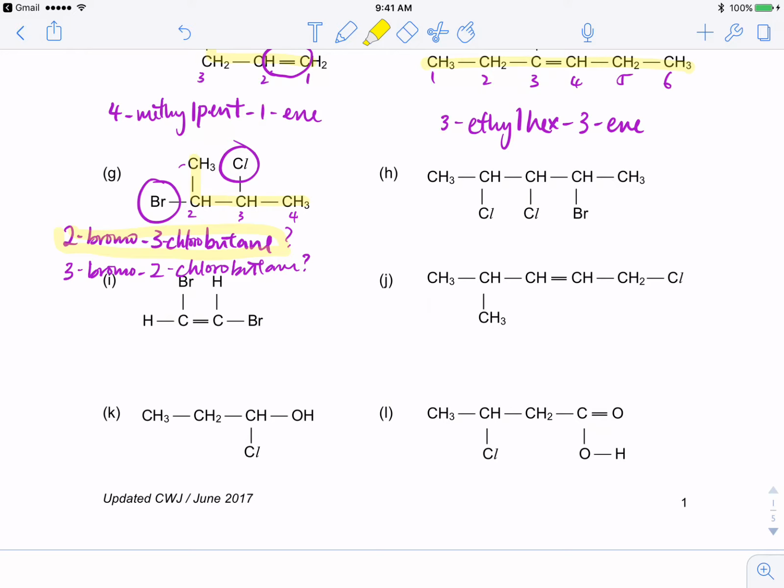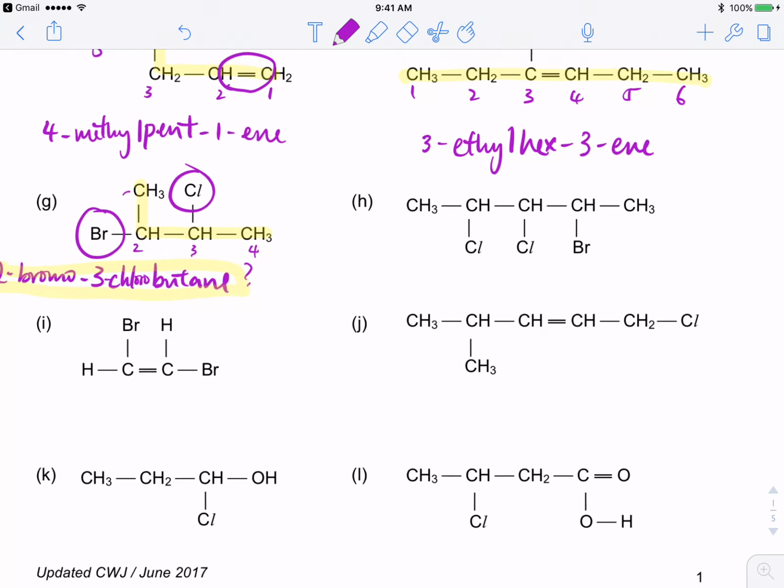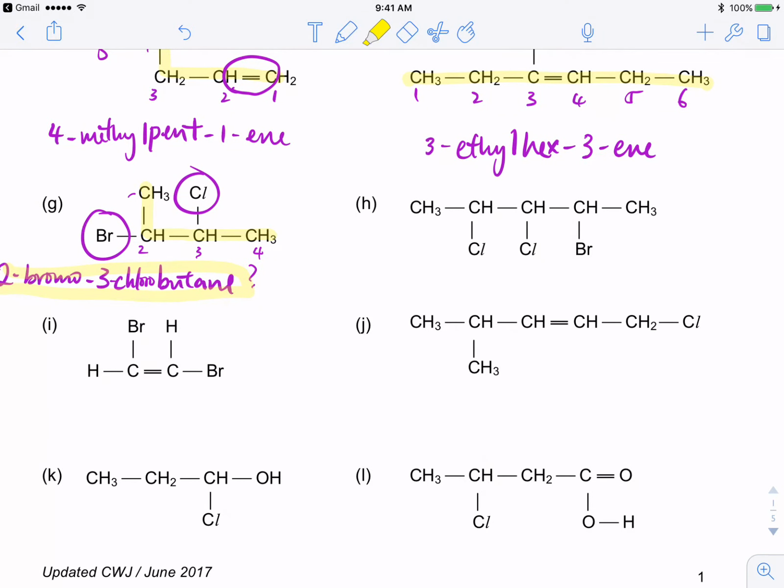Okay, so comparing bromo and chloro, bromine is heavier than chlorine, judging by their atomic mass. Hence, we try and make bromine the smaller number. That is why we choose 2-bromo, 3-chloro-butane instead of 3-bromo-2-chloro-butane. Okay, this is by convention. It's not written in the IUPAC rule, but along the way they found these cases, so they came up with more and more conventions, so that it's easier for us to name.